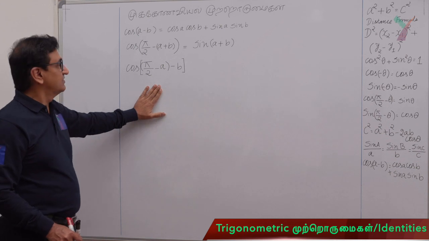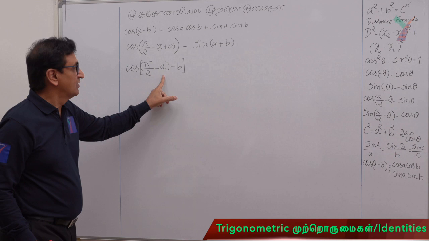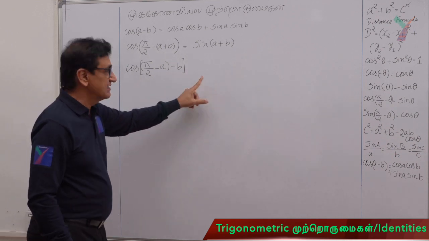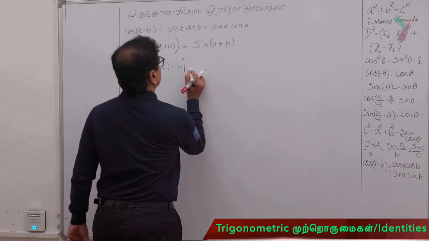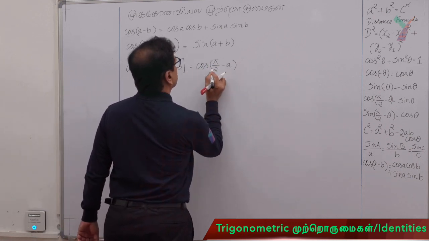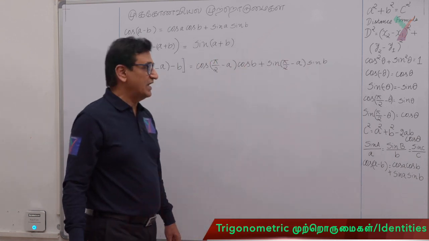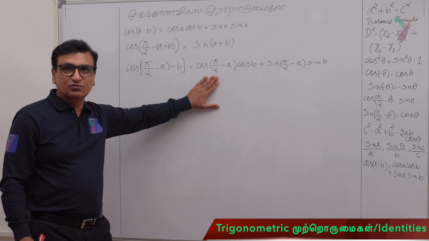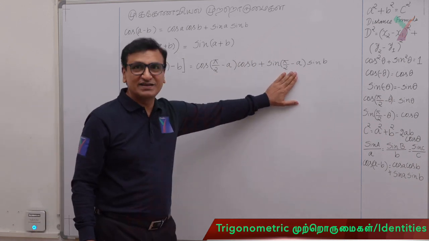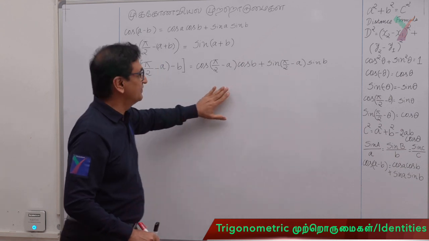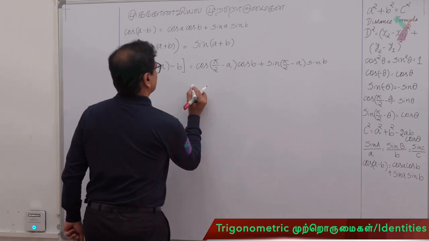இதை நம்ம எப்படி எழுதலாம்? இந்த formula use பண்ணி cos(pi by 2 minus a) cos b plus sin(pi by 2 minus a) sin b. Okay, now cos(pi by 2 minus a) is sin a. Similarly, sin(pi by 2 minus a) is cos a. So we will have our next identity for sin(a plus b). How? I'll show you.